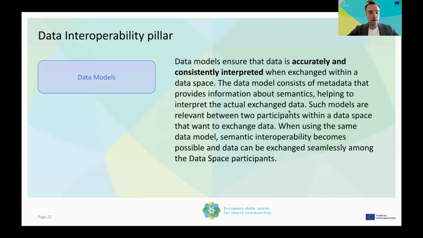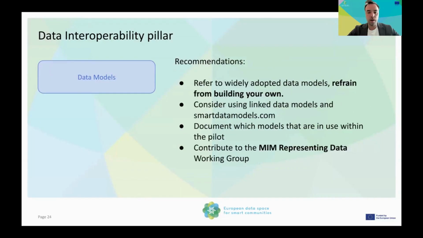Very quickly, data models, I think most of you will be familiar with the concept, is basically the capability to add semantics to any kind of data point. So what does this data mean? That can be done through metadata, it can be done through linked data, but not necessarily. We identify different ways to provide this kind of semantics.